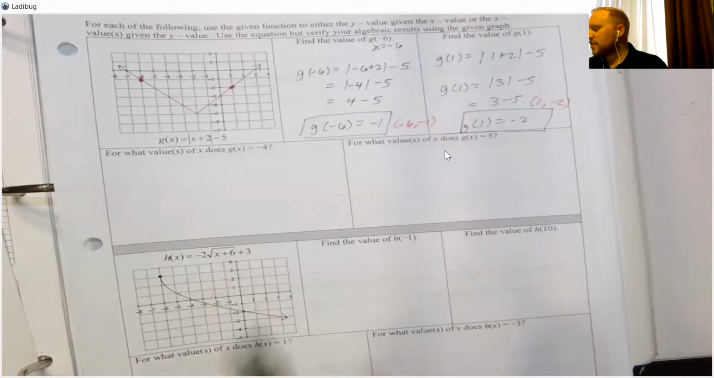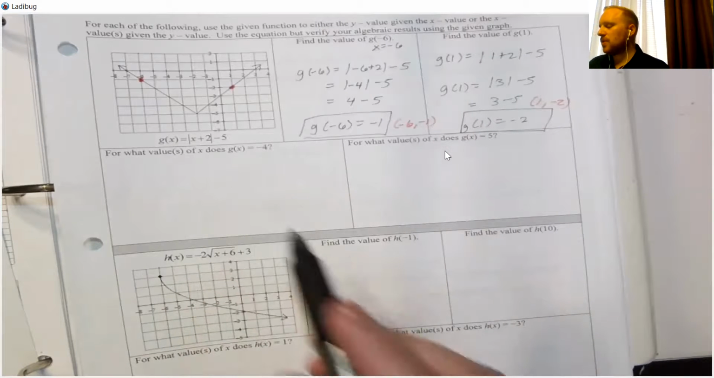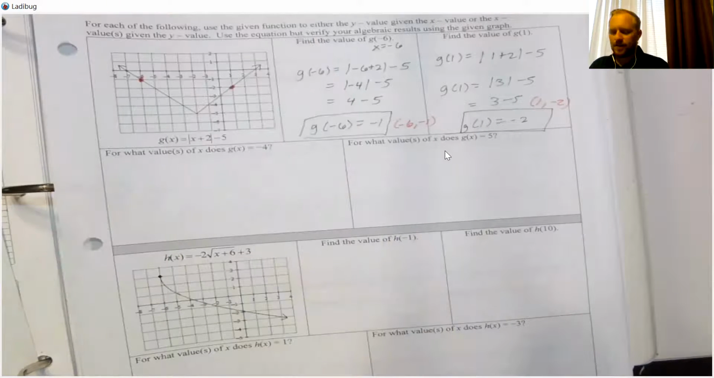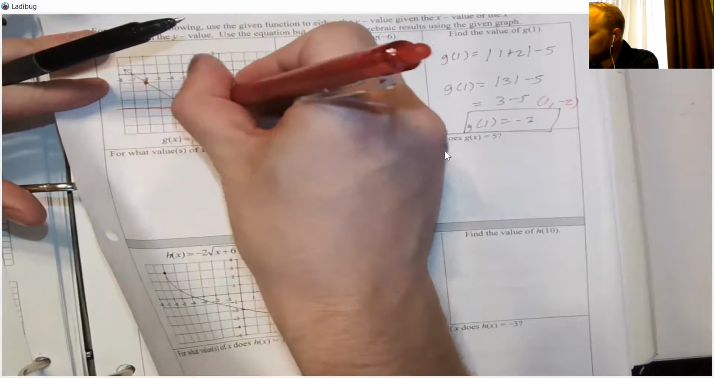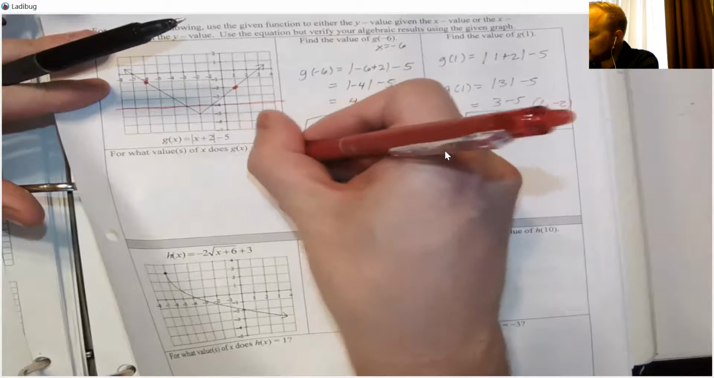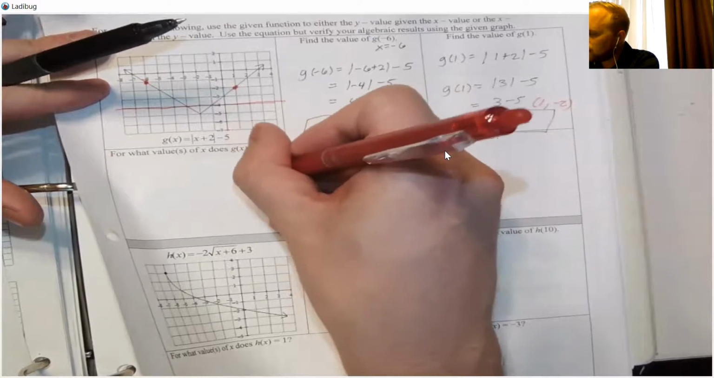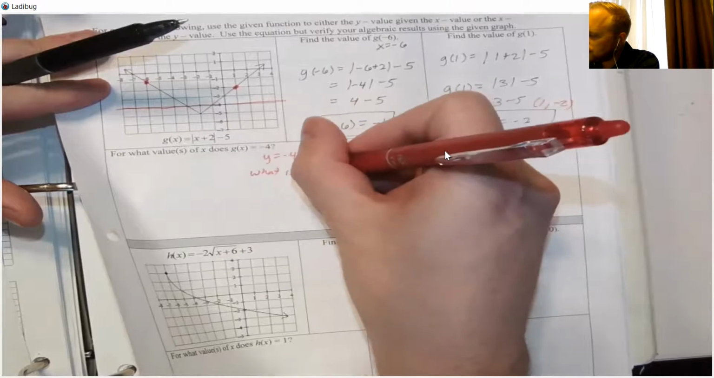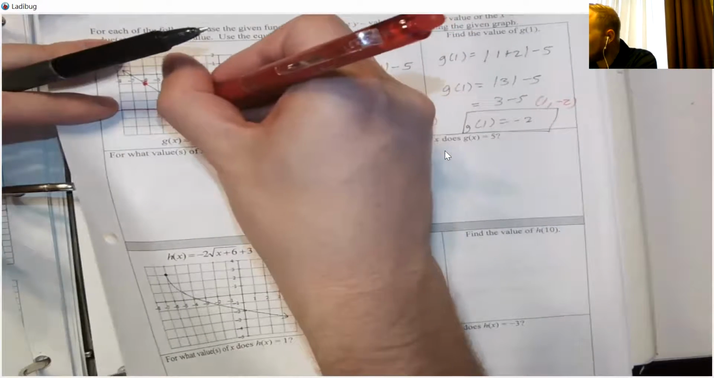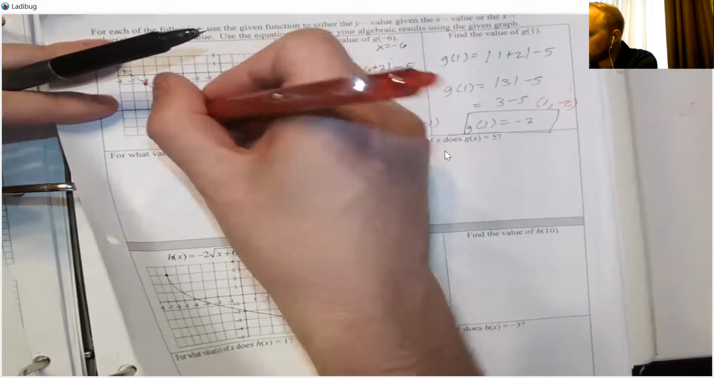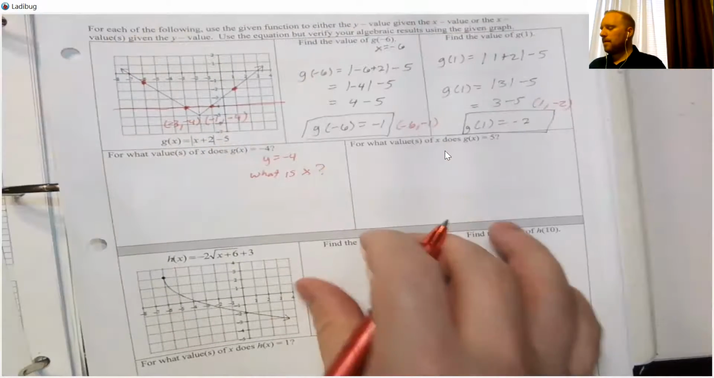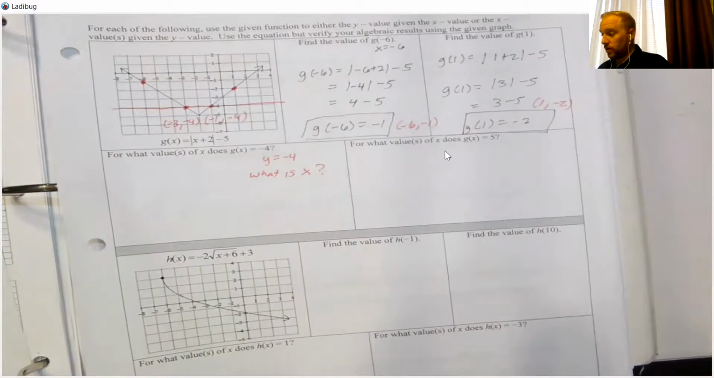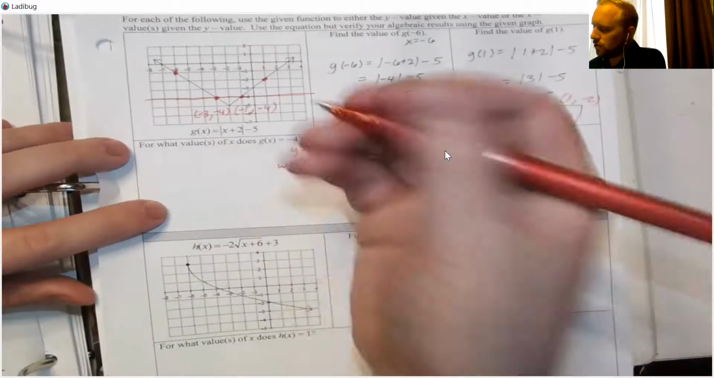Okay. Next, it says, for what values of x does g of x equal -4? So if we were to look at the graph, pretty visually, you could see that if you draw a horizontal line, when the y value is -4, what is the x value? That's what it's asking. What is x? Okay. So if you look at here, we can actually just find those values right away. We know those values are going to be -3 comma -4 and -1 comma -4. Okay. So we know where those values are going to be.